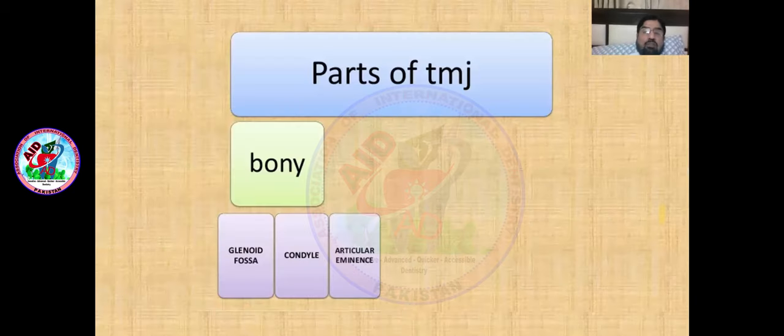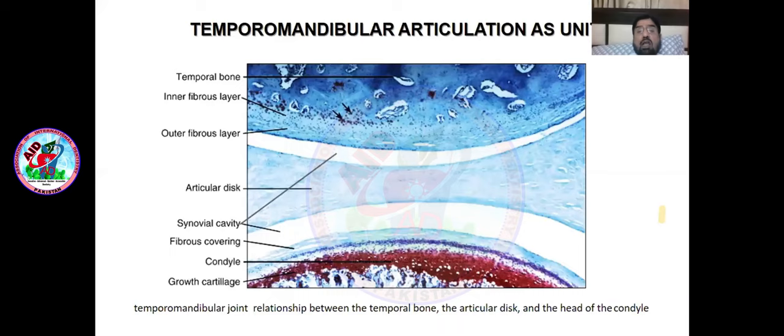Now, these are the parts of the temporomandibular joint which we have studied with reference to bone. When we study the overall structure, the temporomandibular joint as a unit, at the superior level it is the temporal bone, then the inner fibrous layer and the outer fibrous layer. This is the articular surface of the temporal bone. Coming here, this is the articular surface of the condyle. This is the condylar fibrous covering. You see the fibrous covering at both the superior and inferior levels, in the temporal bone as well as in the condylar bone. That is the condyle bony area, and that is the growth cartilage, for which we have described all four zones.